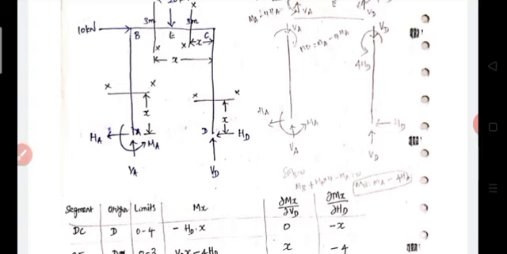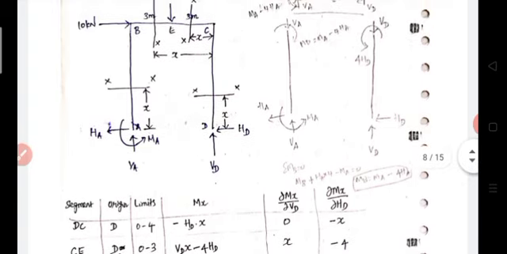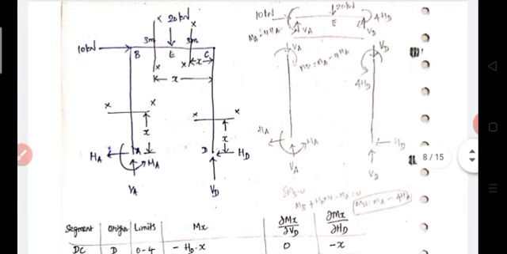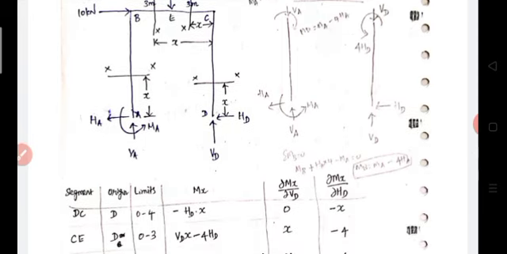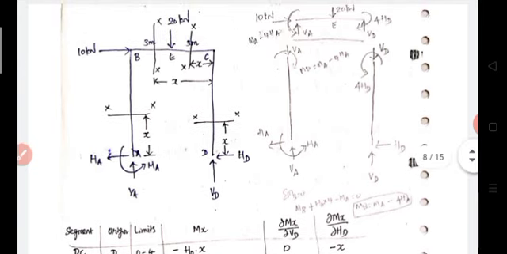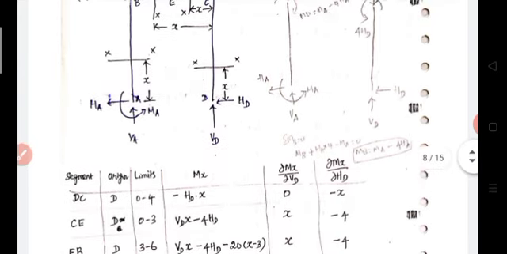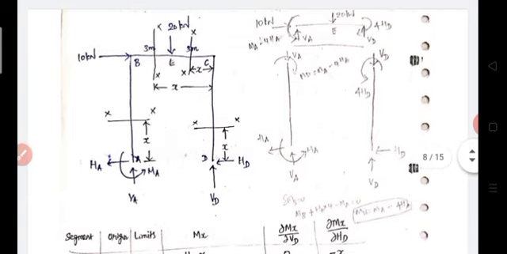Then consider the second portion, the CE portion. For this you may take the origin as D or C, whichever. Taking C, at C x is equal to 0, and at E x is equal to 3 meter. So the limit will be 0 to 3.